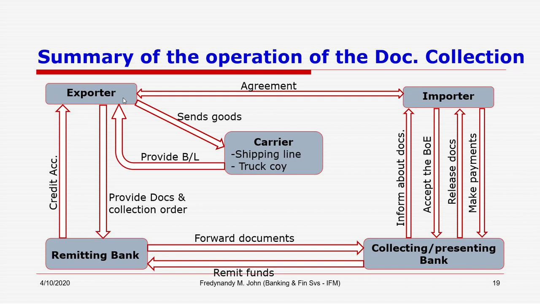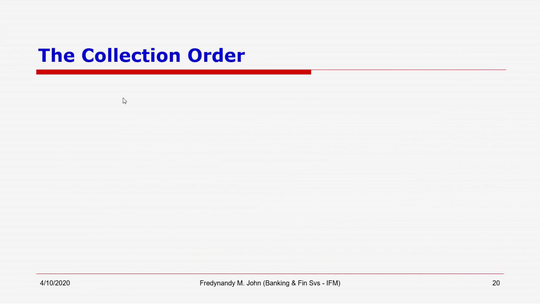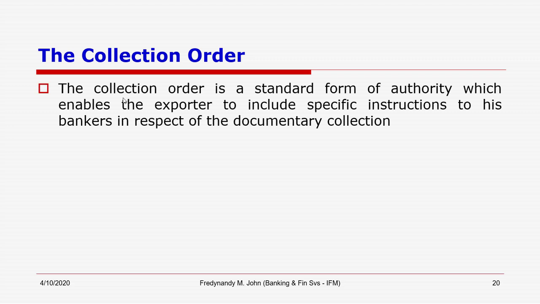So this is, in summary, the mode of operation of documentary collection. And here we have discussed both categories of the documentary collection, that is, documents against acceptance and documents against payment. Now, let's proceed to see the contents of the collection order.